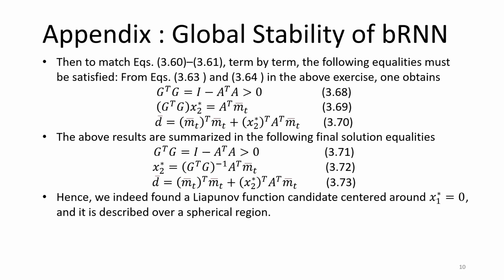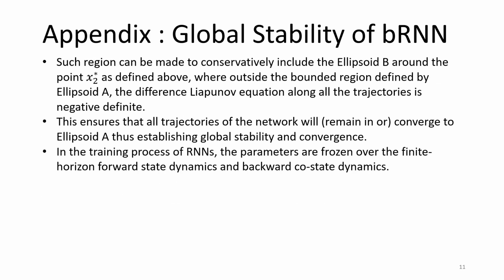Hence, we indeed found a Lyapunov function candidate centered around x*_1 equals 0, and it is described over an ellipsoidal region. Such region can be made to conservatively include the ellipsoid B around the point x*_2 as defined above, where outside the bounded region defined by ellipsoid A, the difference Lyapunov equation along all the trajectories is negative definite. This ensures that all trajectories of the network will converge to ellipsoid A, thus establishing global stability.